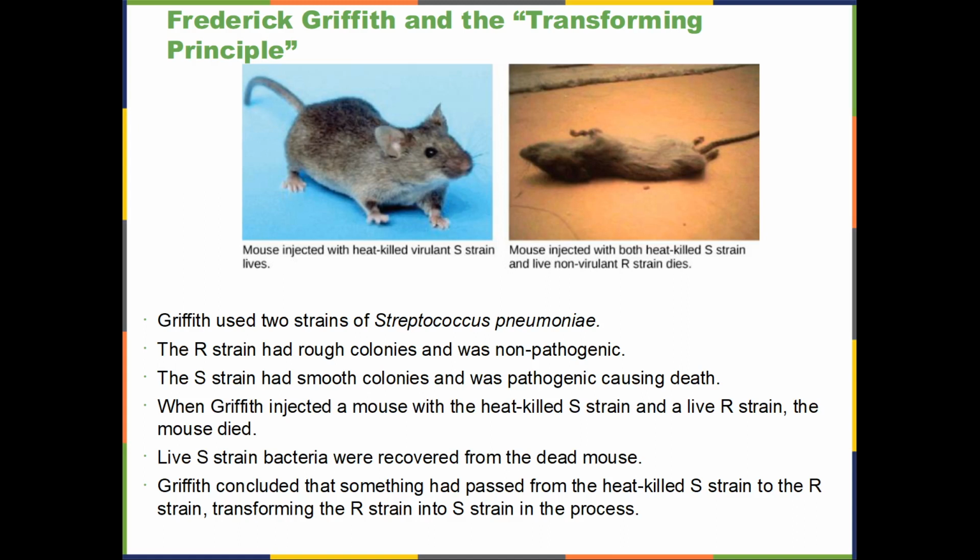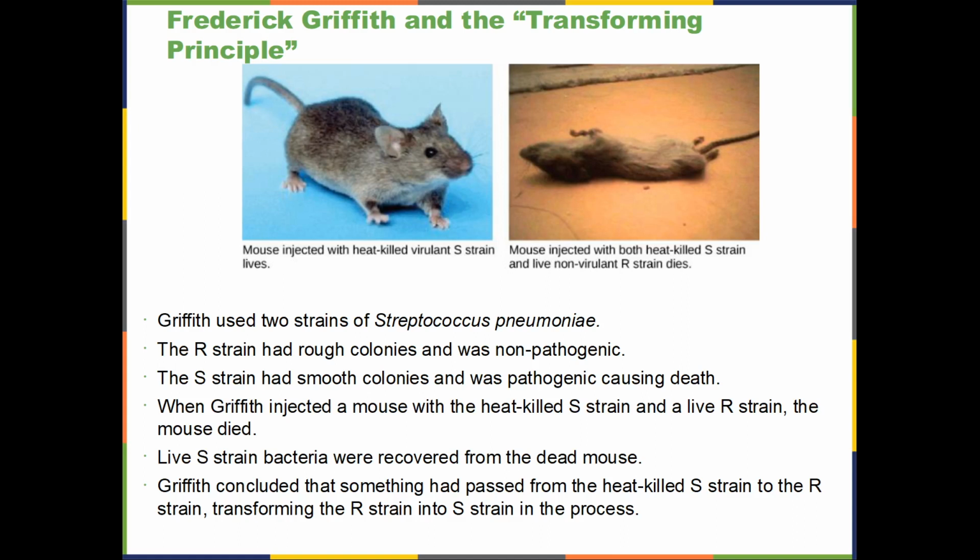Well, he decided to determine what would happen if he killed the S strain, the strain that actually caused the death, and injected that along with the live R strain into a mouse. When he did that, the mouse died. Now, this is part of a larger experiment. We're just cutting out a large part of the experiment, but we're looking at the part that's important to us. Even with a dead S strain, the live R strain survived. Well, that's interesting.